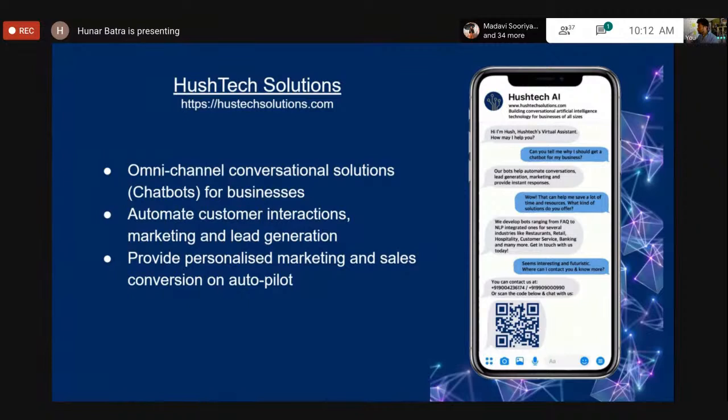Actually, this is a created image, so this is not the exact chatbot. We build chatbots for Facebook Messenger, WhatsApp Messenger, and various other messaging platforms like Telegram, and there are bots for Twitter as well. Awesome. Yeah. And Slack too.